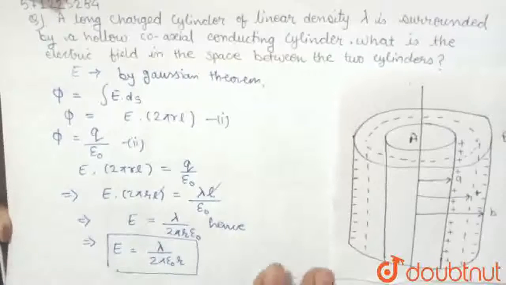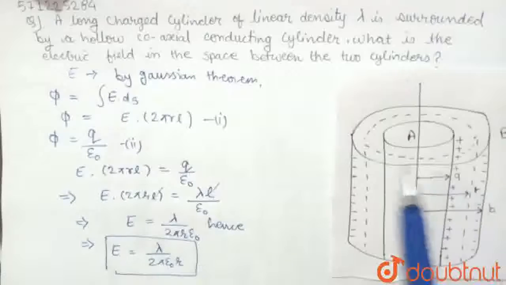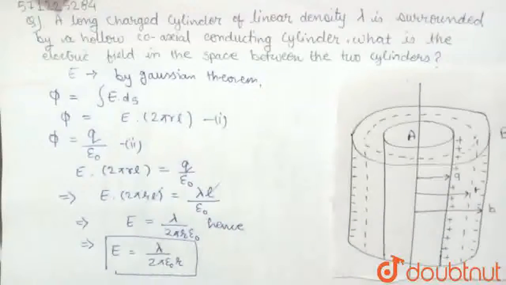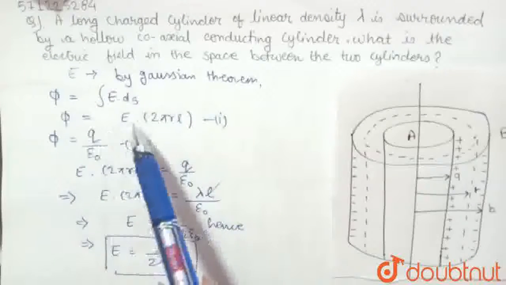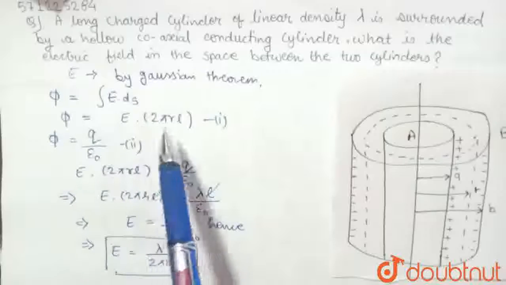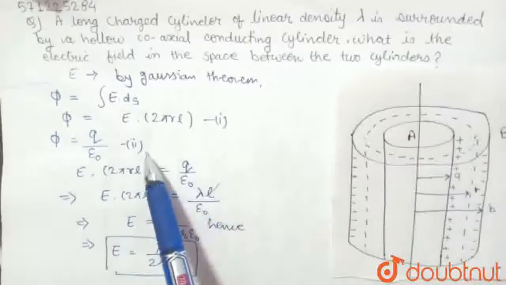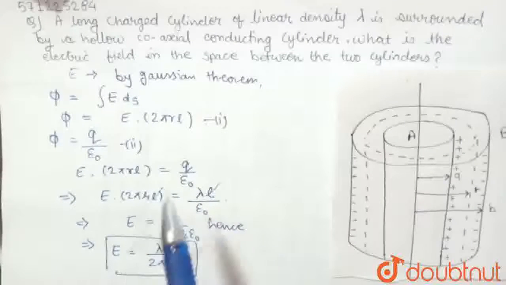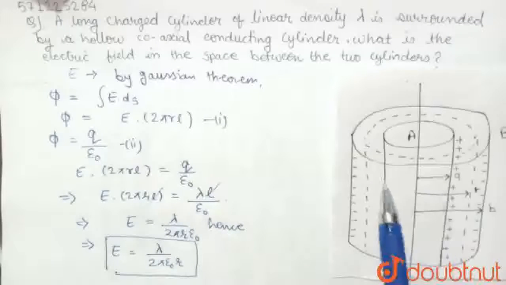So this is the electric field in the space between the two cylinders. We just solved this with the help of Gauss theorem. First we found the electric flux of the cylinder, and then after comparing both equations we put the values together and solved, and we found the electric field in the space between these two cylinders.